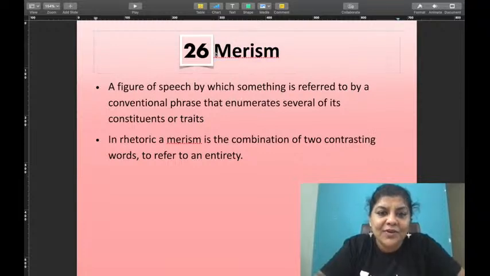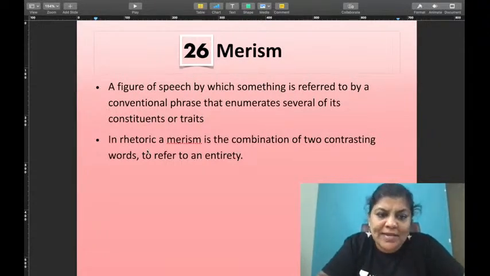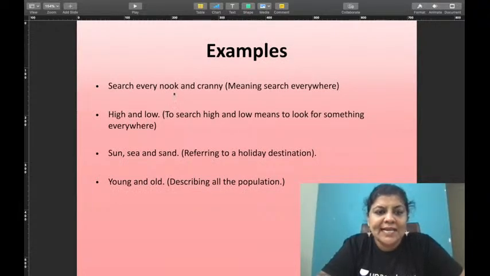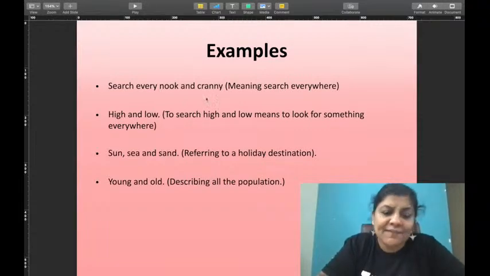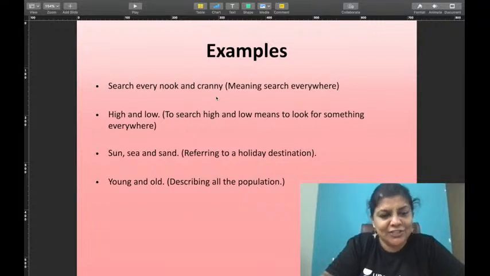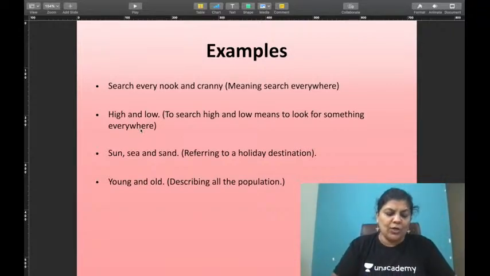Merism, have you heard? What is merism? A figure of speech by which something is referred to by a conventional phrase that enumerates several of its constituents or traits. Example, search every nook and cranny. Nook and cranny is a conventional phrase, but it is describing what it is saying. Every part, every small part is searched. High and low means to look for something everywhere, but it is physically describing. Young and old, describing all the population.